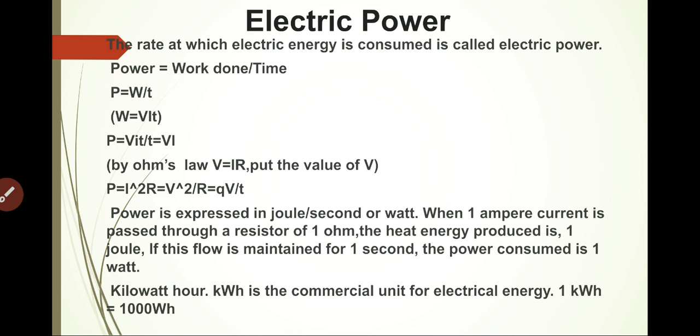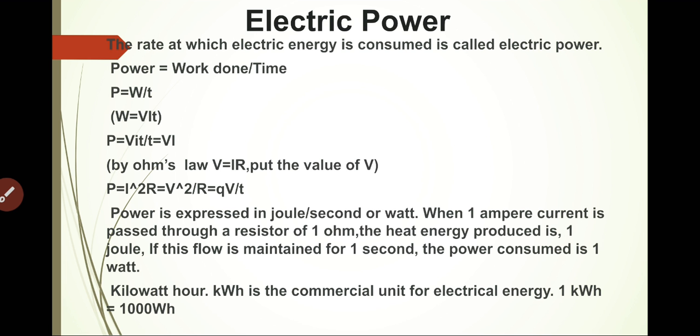Electric power. What is electric power? Electric power means the rate at which electric energy is consumed, or work done upon time. Work done per unit time is also known as power. Power is represented as P. So P is equal to W by T, and we know that W is equal to VIT. When we put the value of W, we get VIT upon T. T and T cancel out, so P is equal to VI.